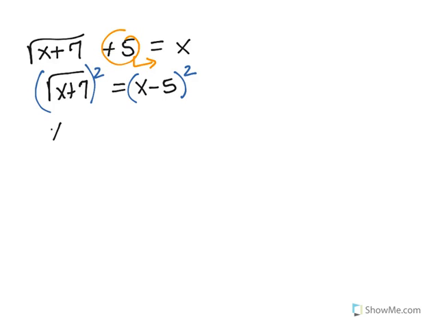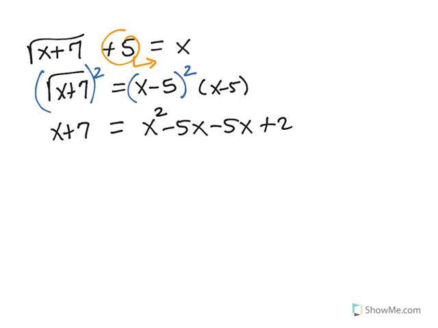So that's going to leave us with x plus 7 on the left, but on the right this means you have that parenthesis twice. So that's going to be a complete FOIL, which would give us x squared minus 5x plus 25. That's the complete FOIL, multiplying x by both of them in the second, negative 5 by both of them in the second. So when you clean it up, you can combine. That would give us x squared minus 10x plus 25.